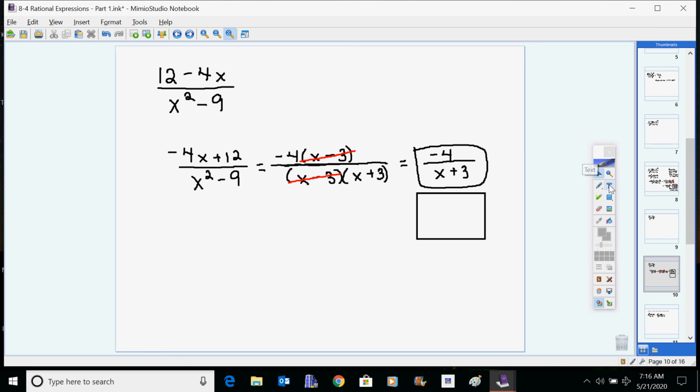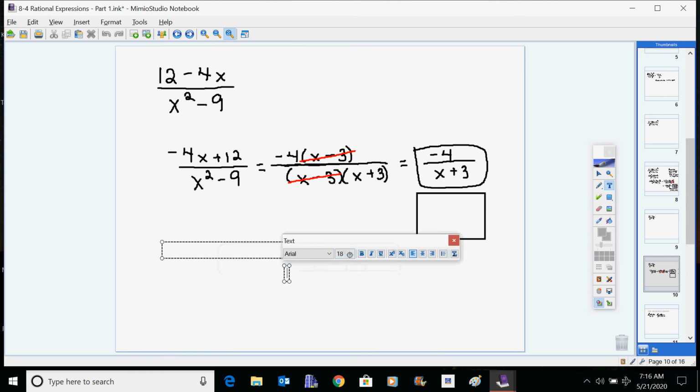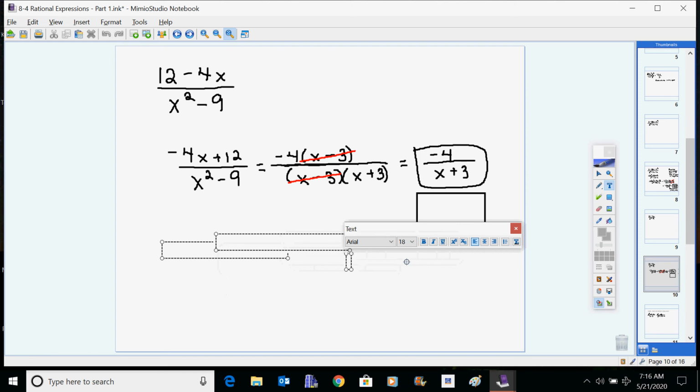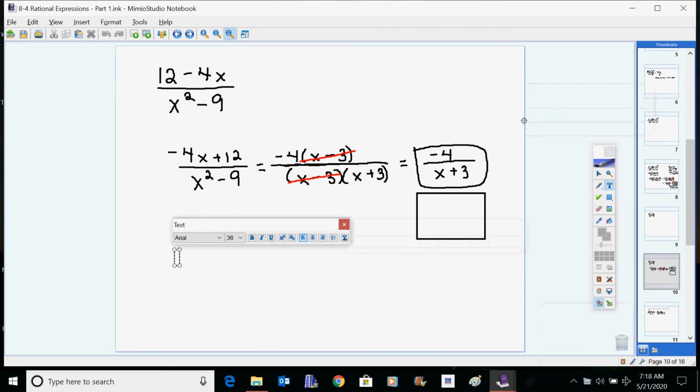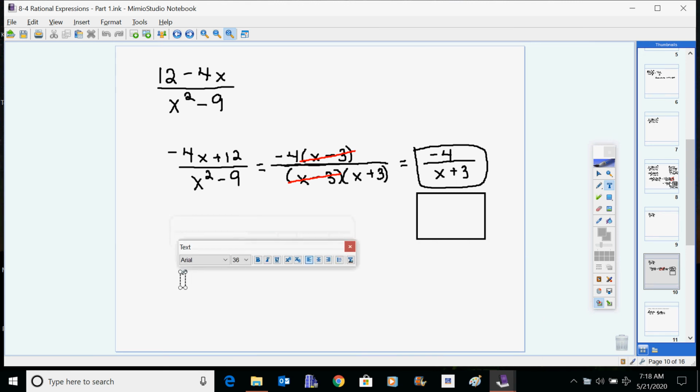Okay, if you are typing in an answer, for example, on the answer sheet, you would put in -4, and then divided by, and then parentheses x plus 3.